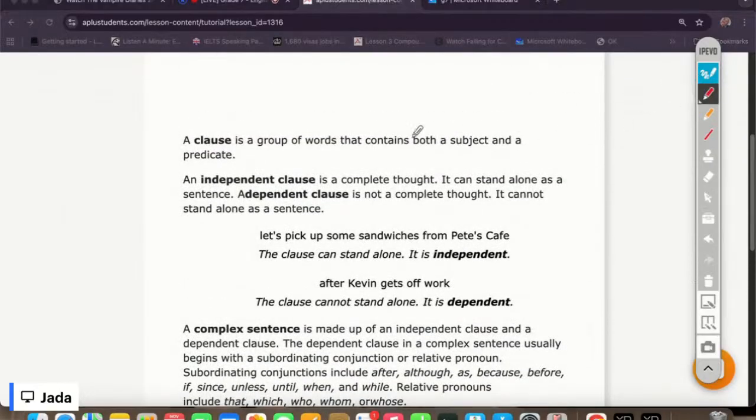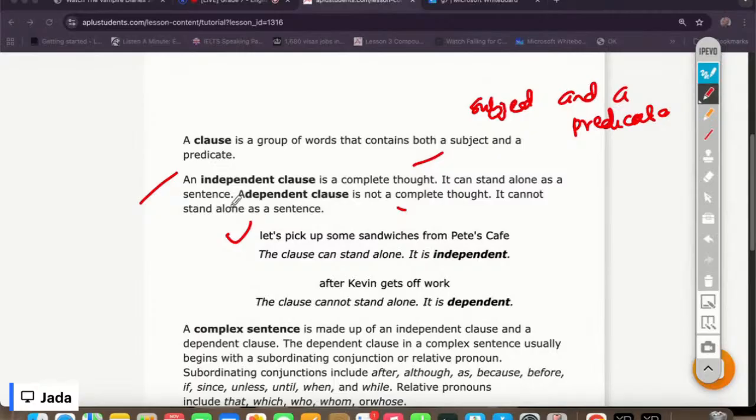All right, so a clause is a group of words that contains both a subject and a predicate. So it has the subject and then it has a predicate. An independent clause is a complete thought. It can stand alone as a sentence. So when you have a complete thought, it is an independent clause and it can stand alone. And then a dependent clause is not a complete thought, it cannot stand alone as a sentence. Okay.